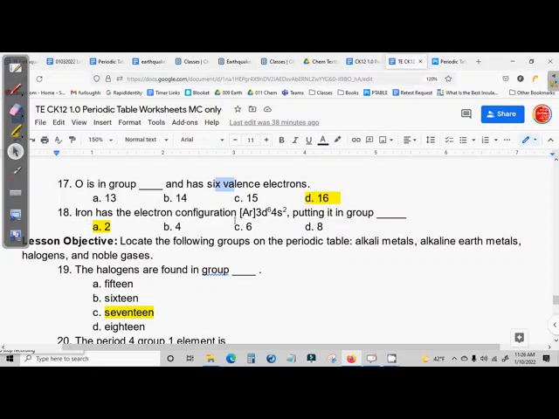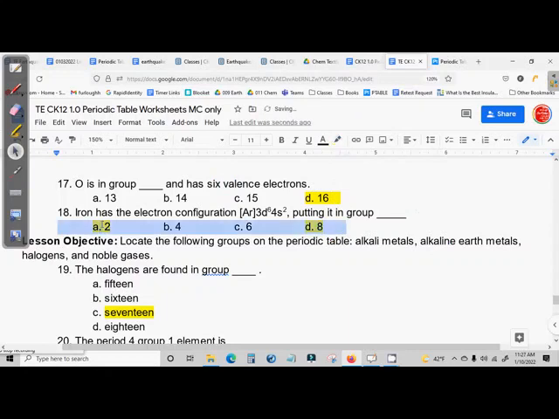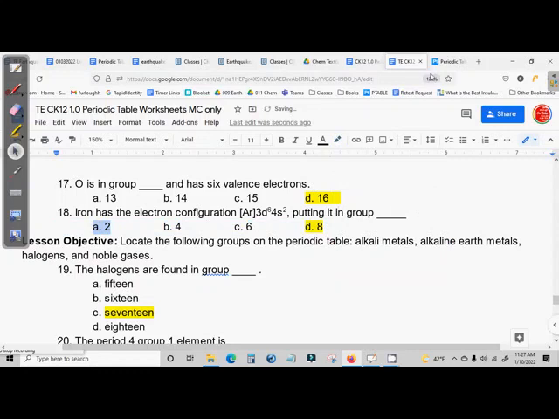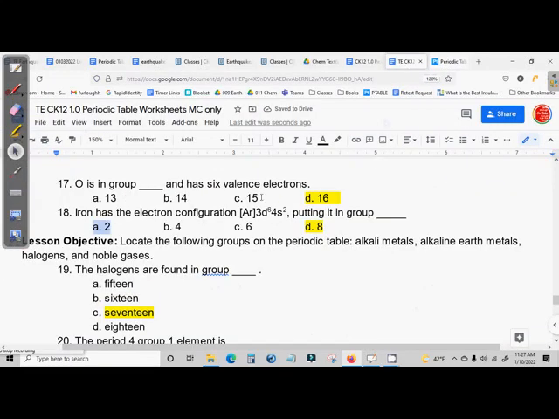Iron has the configuration of this, putting it in group 2. No. Iron has electron configuration. That should be 8. That was the wrong answer. And my honors kids didn't catch that either. Alright, so we look at the periodic table. There's iron. It's in group 8.